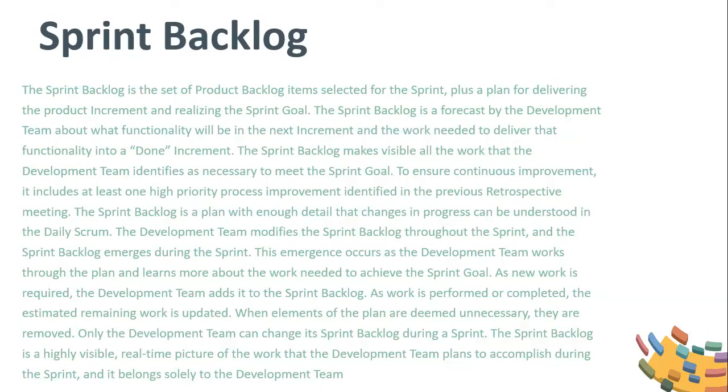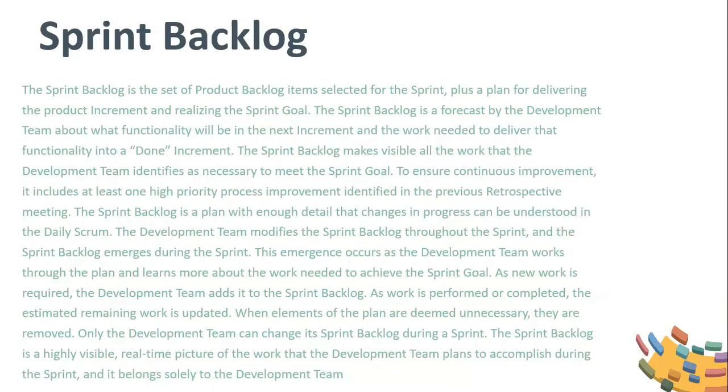The sprint backlog makes visible all the work that the development team identifies as necessary to meet the sprint goal. To ensure continuous improvement, it includes at least one high priority process improvement identified in the previous retrospective meeting. The sprint backlog is a plan with enough detail that changes in progress can be understood in the daily Scrum. The development team modifies the sprint backlog throughout the sprint, and the sprint backlog emerges during the sprint.